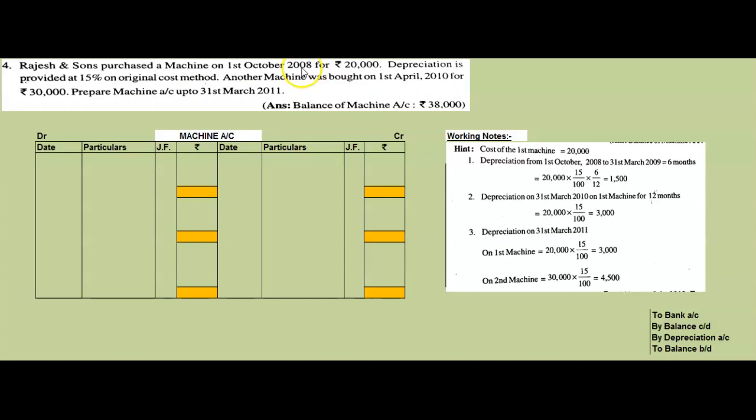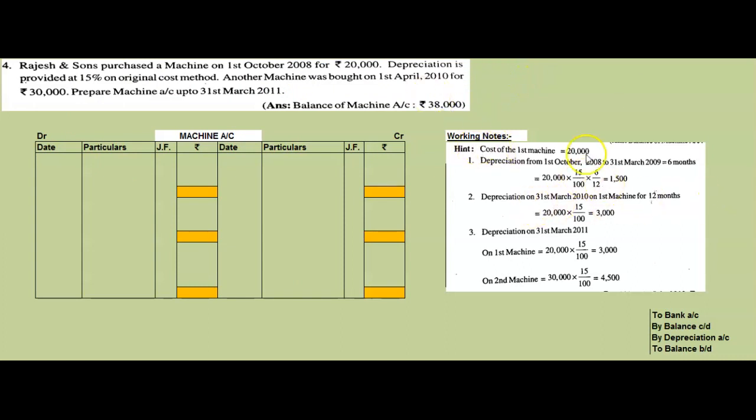So 2008 to 2009 will be our first year. 2009 to 2010 will be the second year. 2010 to 2011 will be the last year. So 3 years here again. But here the difference between the previous two problems and this problem is that here in the middle of the year somewhere we are purchasing another machine. So there are two machines in this problem. Very carefully we have to take the entries.